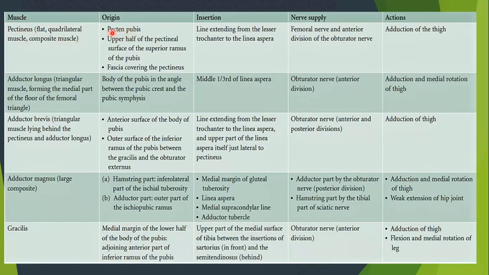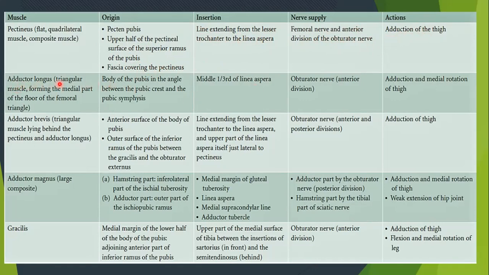It originates from the pecten pubis. You'll find other texts calling the pecten pubis the pectinate line or pectineal line. It also originates from the upper half of the pectineal surface of the superior ramus of the pubis, and from the fascia covering the pectineus muscle, to insert into a line which usually extends from the lesser trochanter to the linea aspera. It is innervated by two nerves, the femoral nerve and the anterior division of the obturator nerve. Action: adduction of the thigh at the hip.